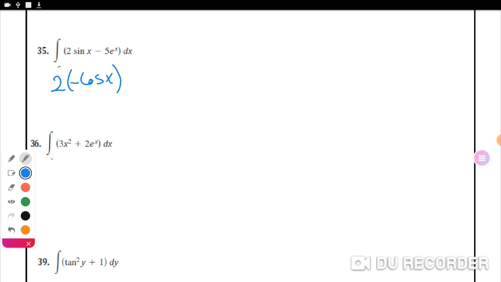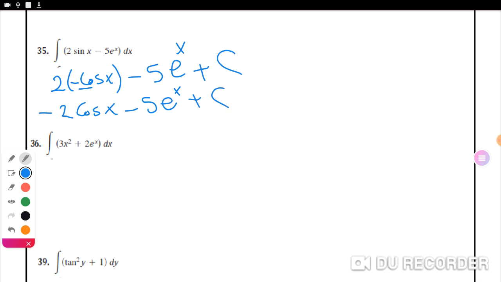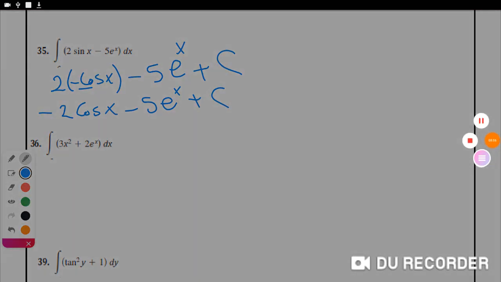I know the integration of sine is negative cosine, so I have to write minus. Here, minus 5, the integration of e to power x is the same, e to power x, plus constant. Just rewrite: negative 2 cosine x minus 5 e to power x plus c. That is your result. It's so trivial, okay?